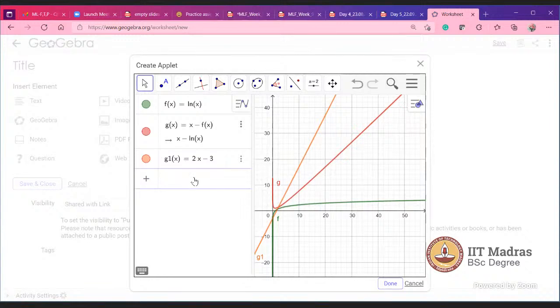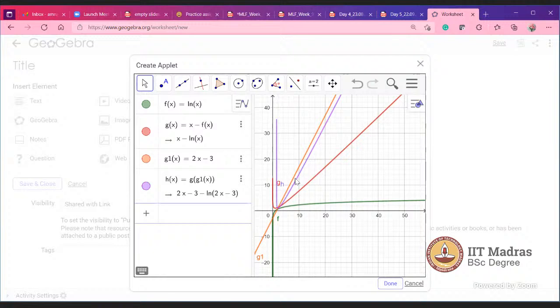So your H is equal to f of g. I have taken f as g of g1. So this is your f, can you see? H. So this is a convex function.